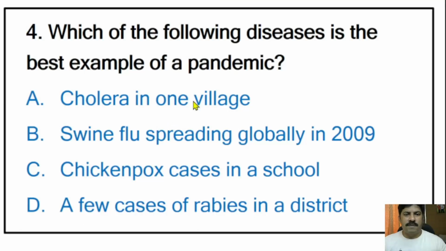Next question: which of the following diseases is the best example of a pandemic? Cholera in one village, swine flu spreading globally in 2009, chickenpox cases in a school, a few cases of rabies in a district. Here the example is swine flu spreading globally in 2009, which is an example of a pandemic disease. Can you comment another example of a pandemic disease that happened in 2019 and 2020?